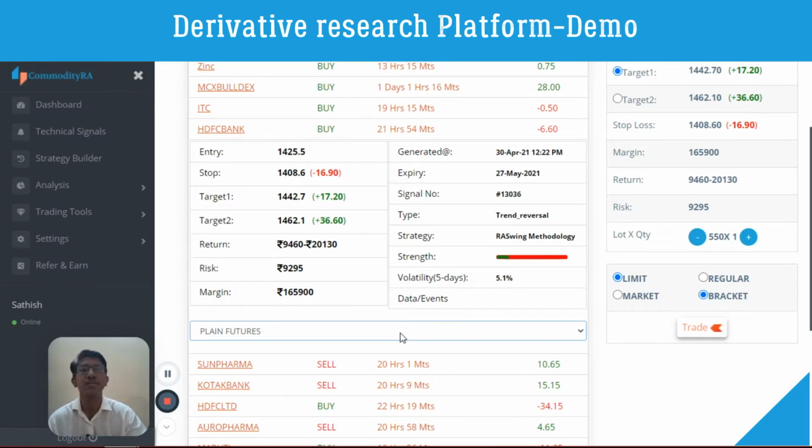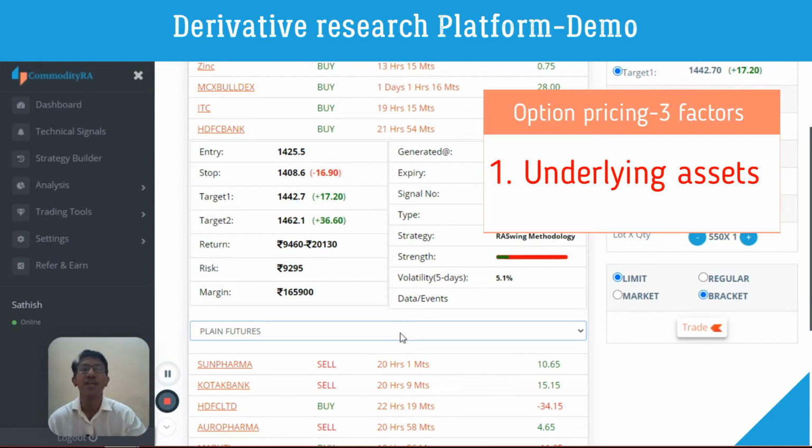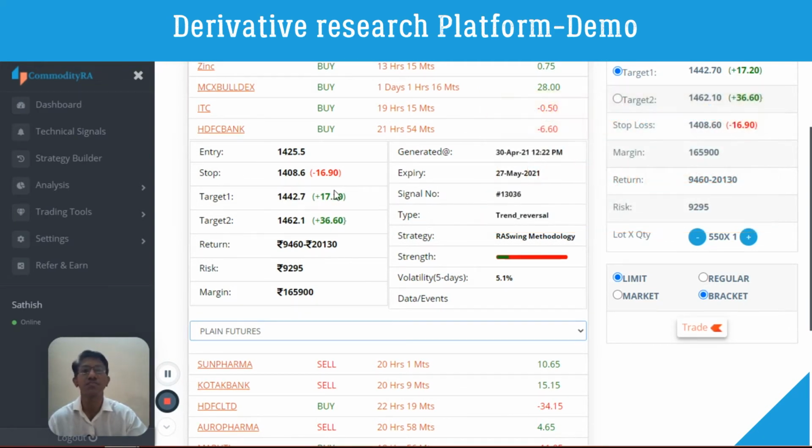Option pricing is decided by three factors. Number one, underlying security movement. That is why I mentioned here underlying securities, the spot or futures. We cannot predict it. Even though I have predicted here with a stop loss, this is only a probability.